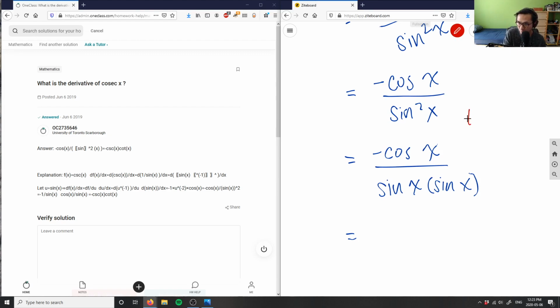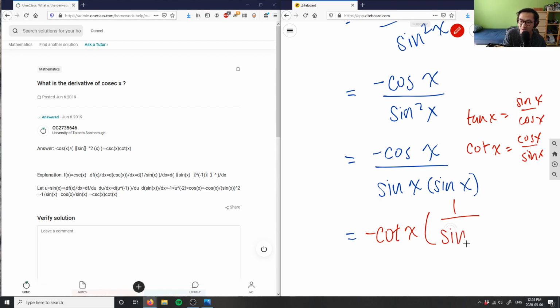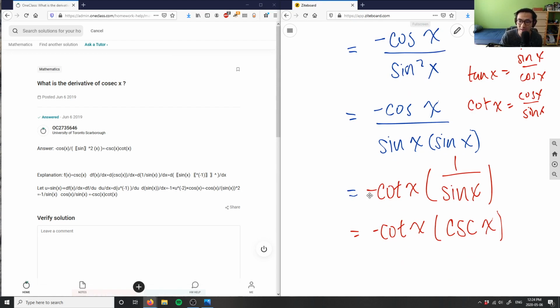So let me just write that down for you. tan x equals sine x over cos x. So cotangent x would simply be flipped: cos x over sine x. So this would be negative cotangent x. Remember, I still have the negative here. Times 1 over sine x, which is cosecant x. So we have negative cotangent x times cosecant x, and this is our derivative for cosecant x.